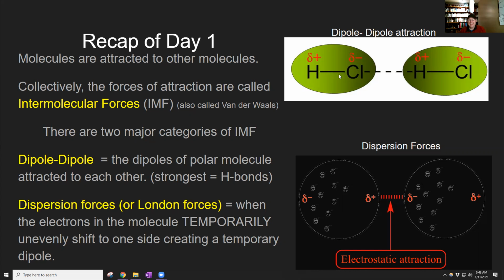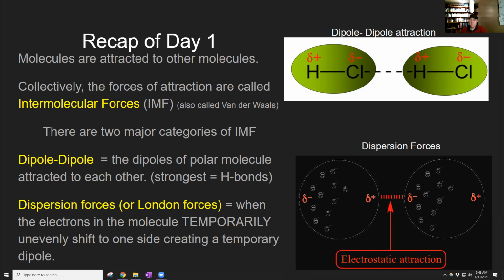attracted to each other. And by the way, anything that's inside a molecule is often referred to as an intramolecular force rather than an intermolecular force. So an intramolecular force would be covalent bonds, ionic bonds, metallic bonds, etc., while intermolecular forces are between two separate molecules.